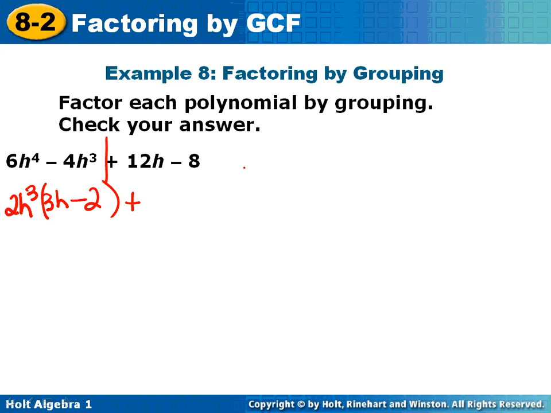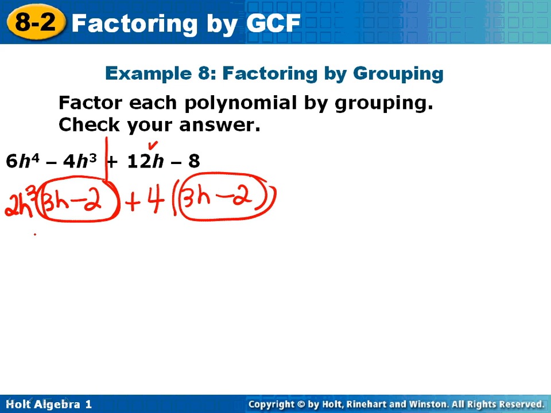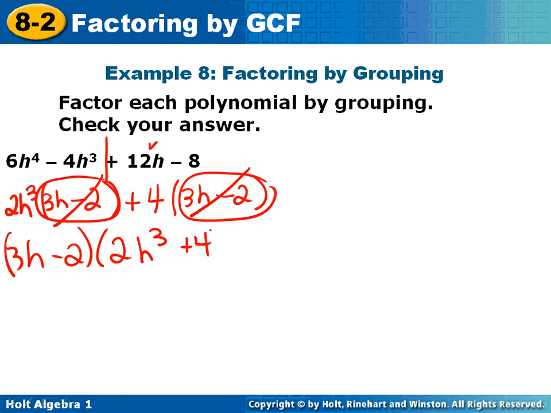Now I'm going to try the second part. 8 and 12 both have a 4 in common. They do not have any h's in common, so I'm not going to put any h's down. What's left over? 4 times 3h gives me 12h, and 4 times 2 gives me 8. Now I'm to the point where I did a greatest common factor, and now we're going to do grouping. Grouping is when they both have a common factor. I put it in front, take that part out, and then write down what you have left, which is 2h cubed plus 4.